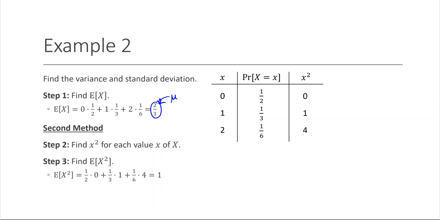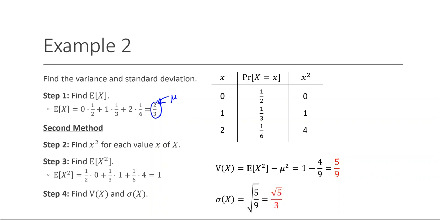And finally, we compute the variance and the standard deviation using our formula. The variance is going to be the expected value of x squared, which we just computed in step 3, minus mu squared. So that's 1 minus 4/9, which is equal to 5/9. And that's the same answer as we got before, as we expected, and therefore the standard deviation is the same as we got before. It's up to you which of these two methods you want to use. I usually like using the second method.